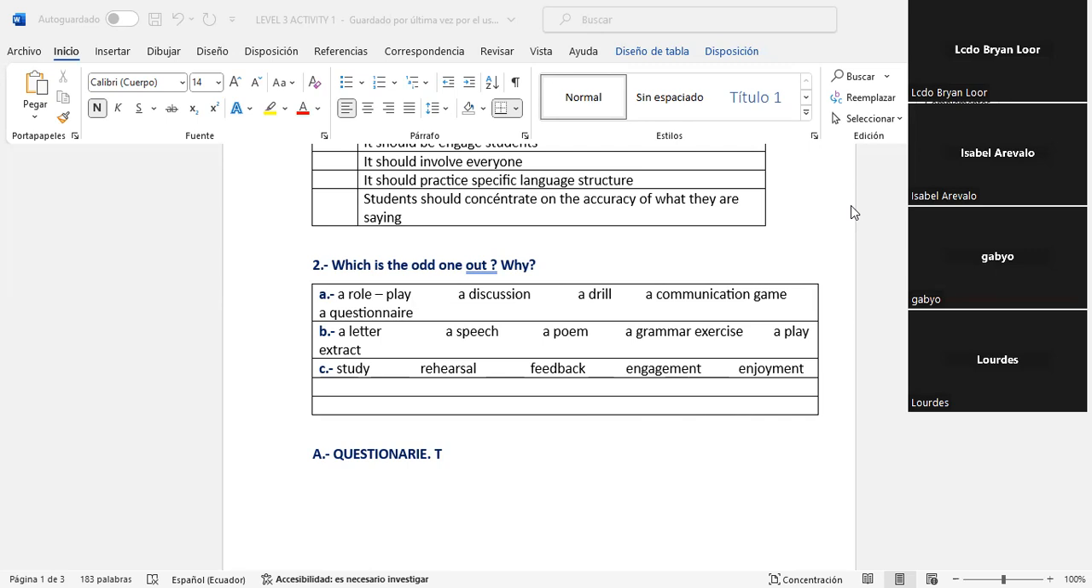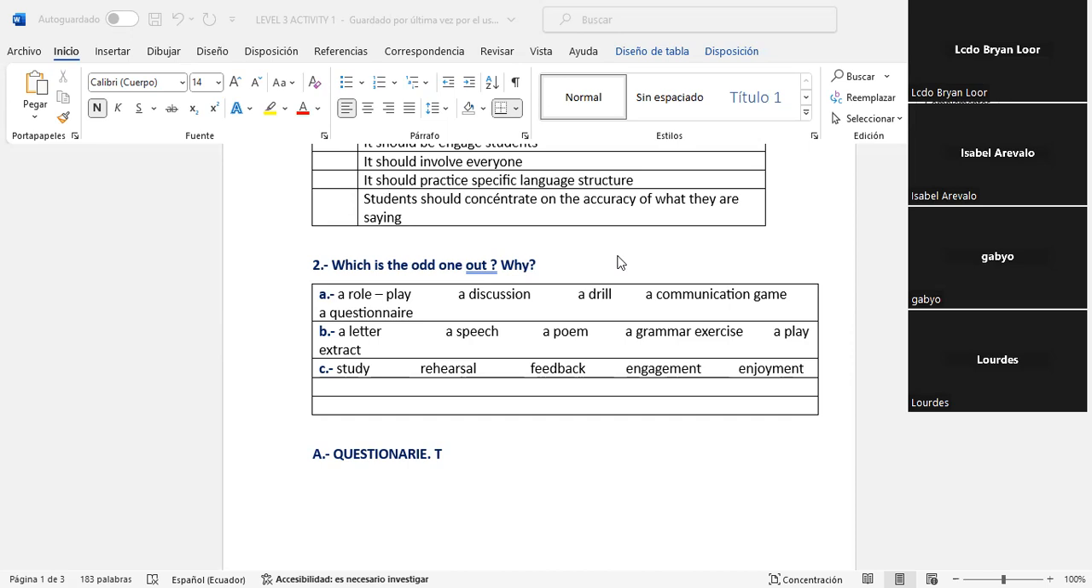Or Gabby's not here. Brian, which is the odd one out, and why? Letter A. In the number in letter A, which is the other one? A questionnaire. Why questionnaire? What is a questionnaire?